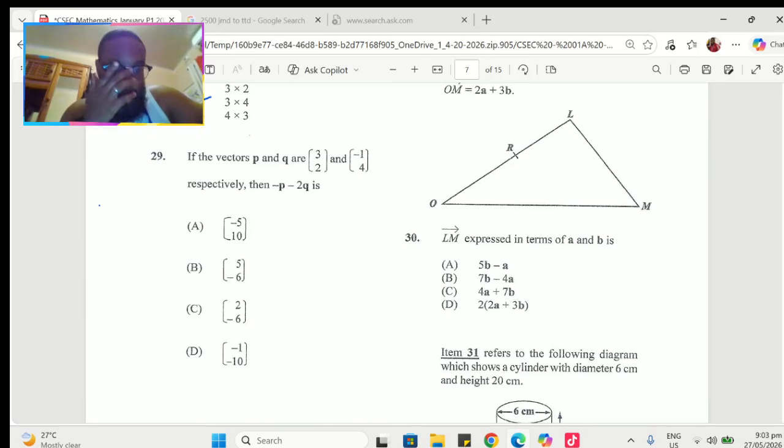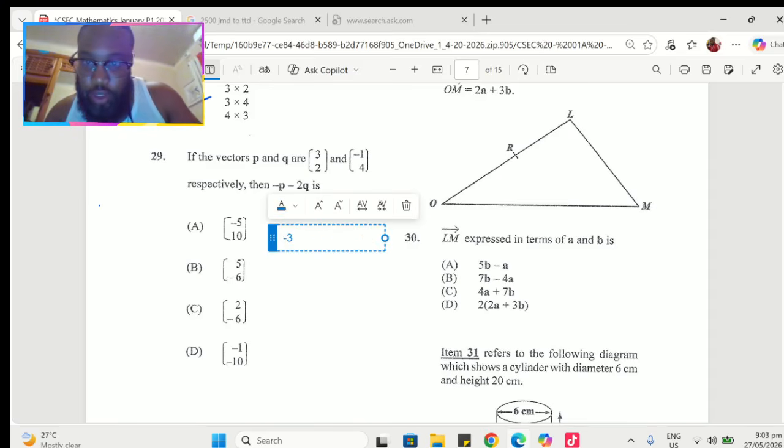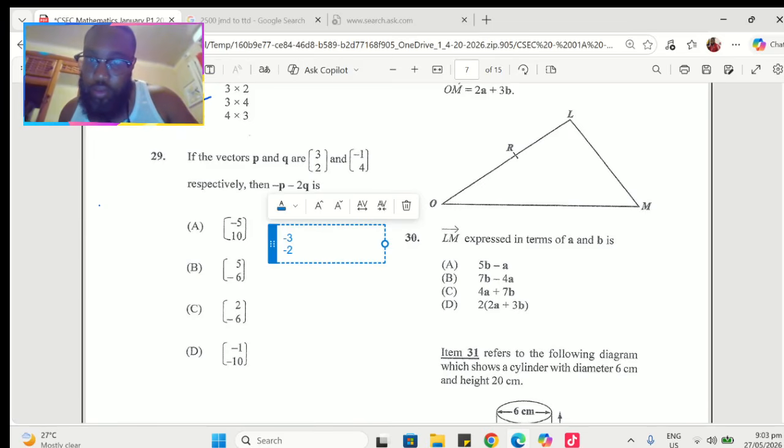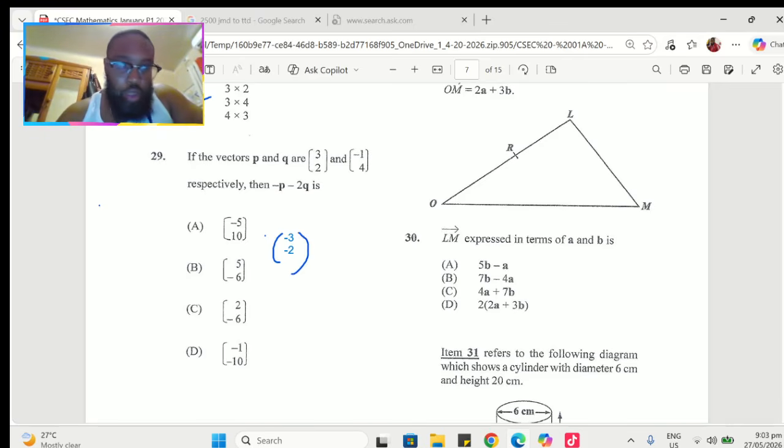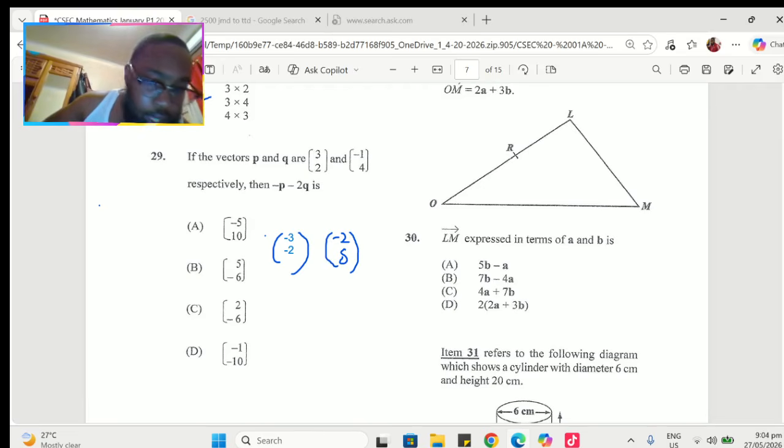Alright. Working it out as long. Okay, so negative P would be (-3, -2), right? And 2Q would be 2 times negative 1 is negative 2, 4 times 2 is 8. So negative P is (-3, -2), and 2Q is (-2, 8).